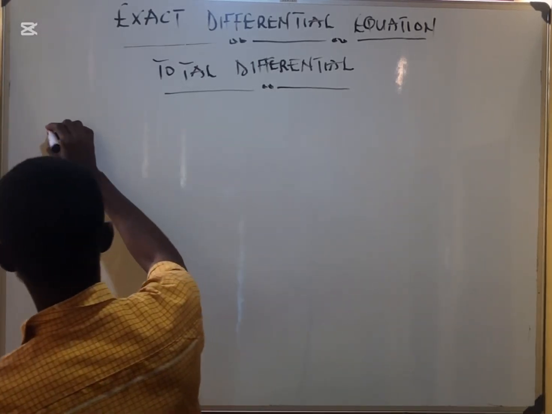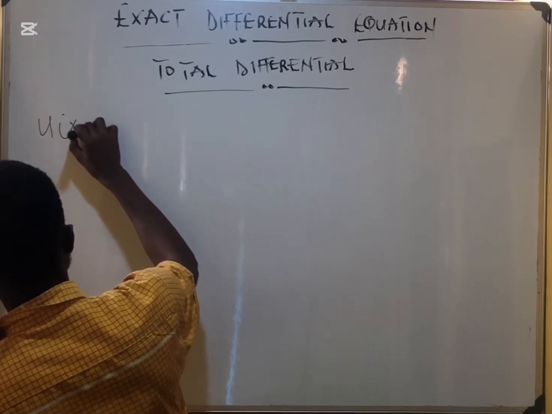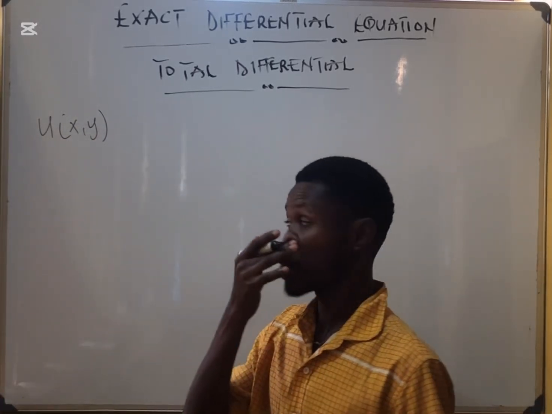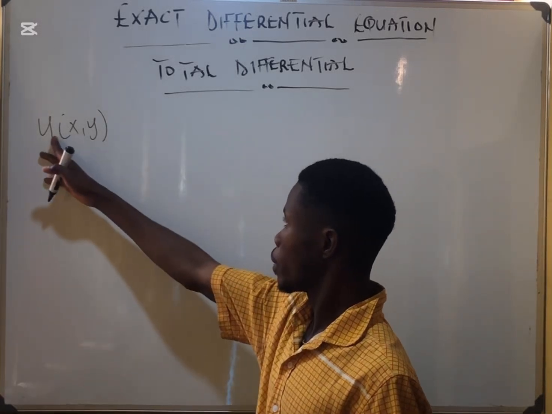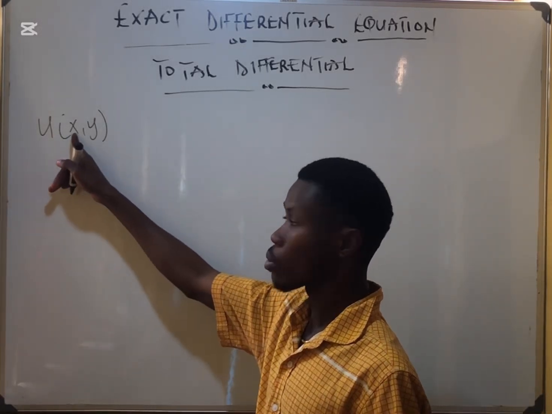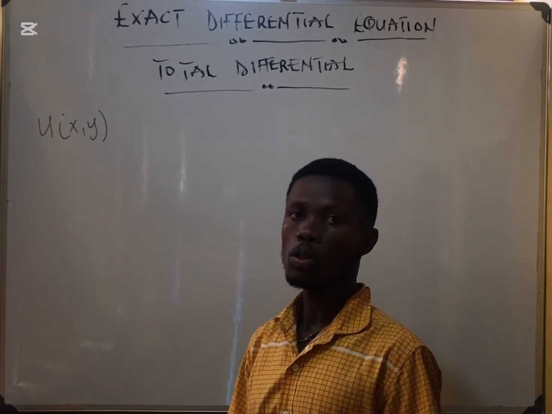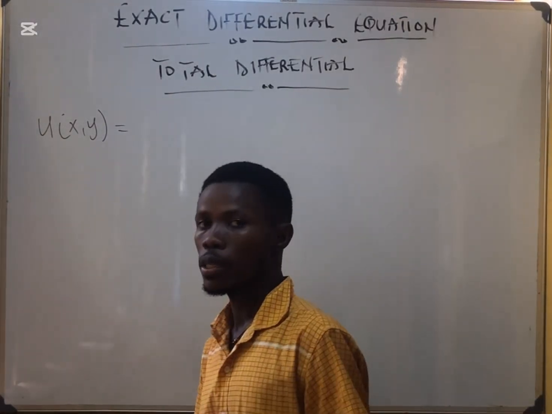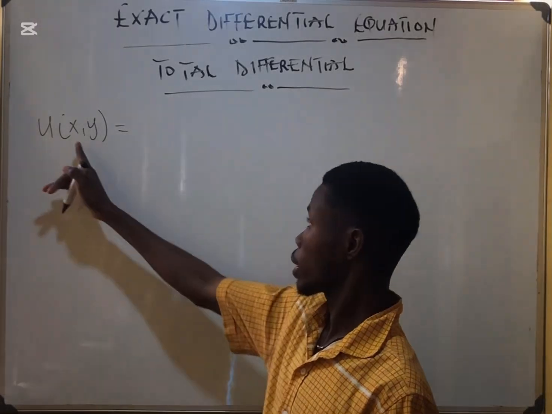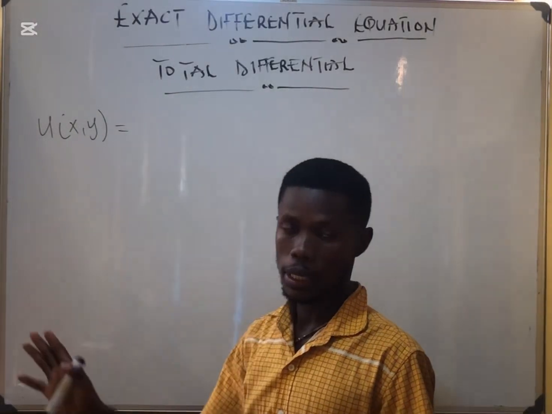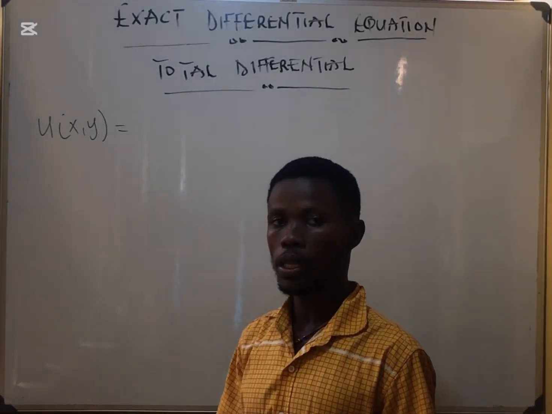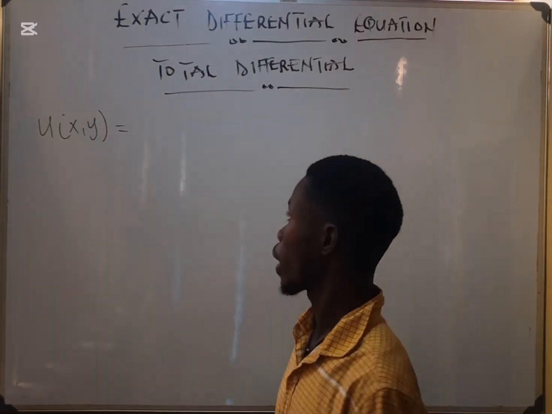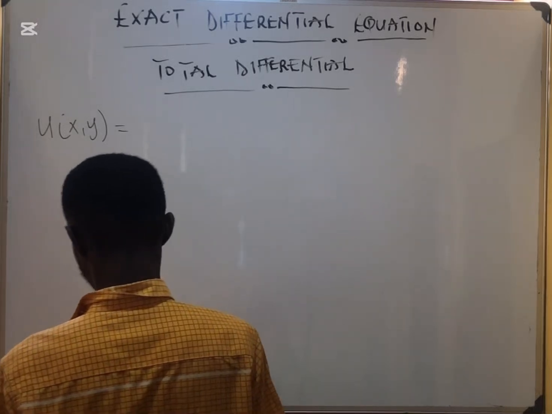Let's assume that I have u of x, y. This means that this function u is in terms of x and y. So if I want to differentiate this, then I'll have to differentiate partially. Once I have two variables here and I want to differentiate it, I have to differentiate it partially in terms of x, then partially in terms of y. And when I'm doing that, this is what I'm going to get.